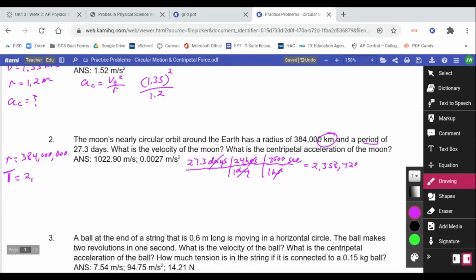So T equals 2,358,720 seconds, and the radius is in meters up there. Now we've got the period and the radius. They want us to solve for the velocity and the centripetal acceleration.